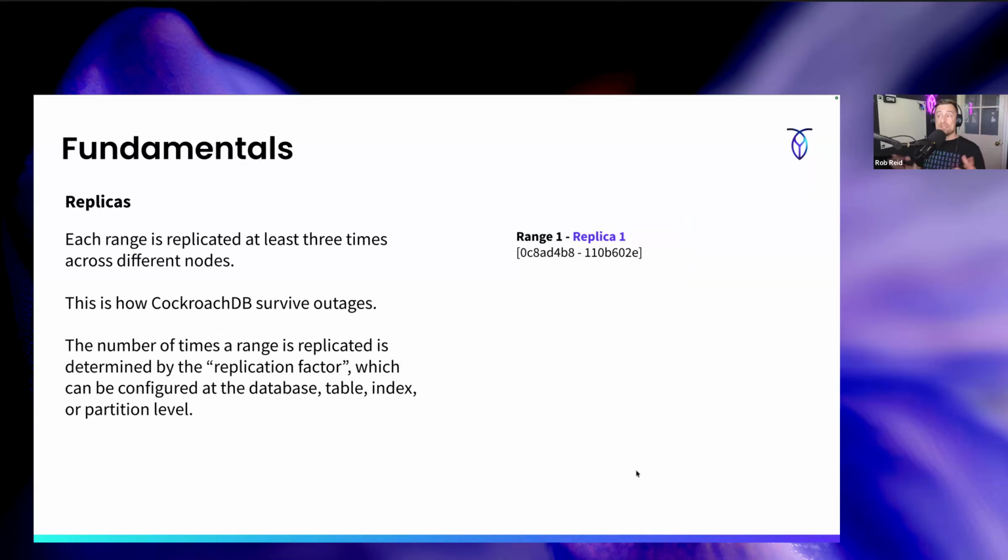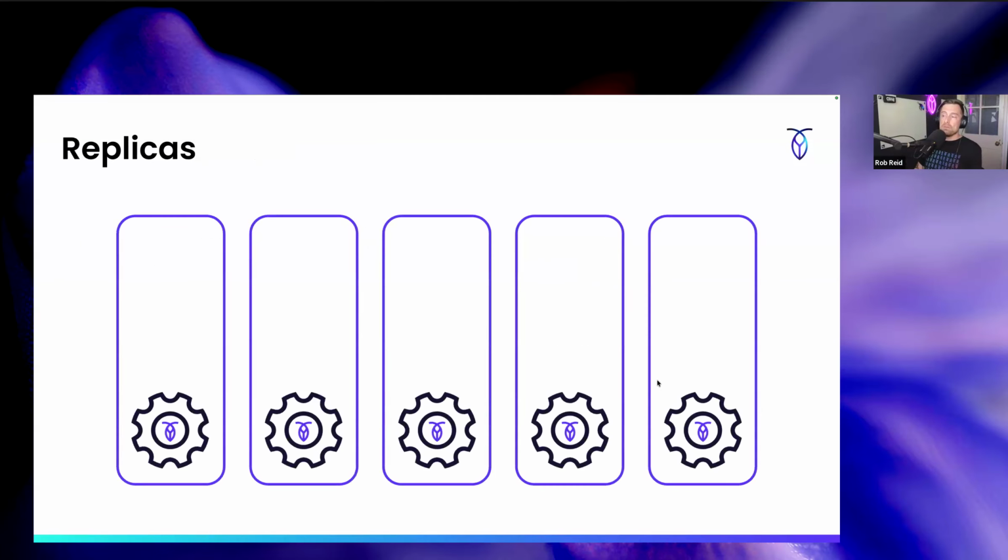Now, the way we scale, the way we survive outages, is that we replicate those ranges across the nodes in the cluster. So each range has at least 3 replicas by default, although you can tune that to your requirements. And that's determined by the replication factor. So by default, it's 3 for a single region database, 5 for a multi-region database, but the sky's the limit, although I don't know why you'd want to go much higher than 5. So in this example, range 1 has 3 replicas, so it's the same data replicated 3 times. And this is what it might look like across the cluster.